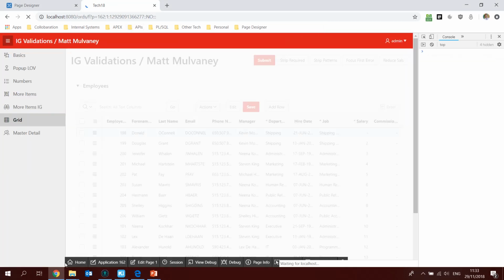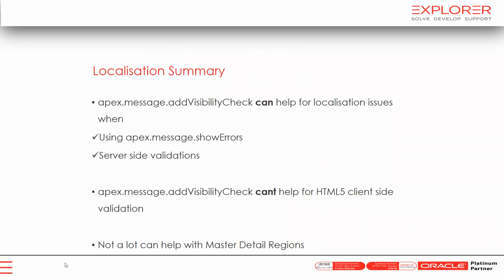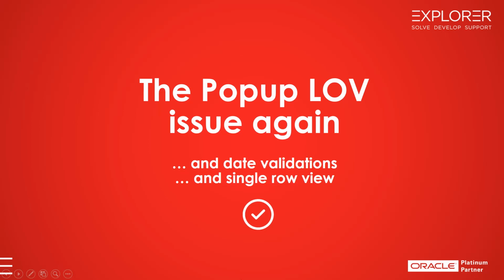Okay, let's just recap a little bit. So the add visibility check can help for localization issues when using server-side validations. That's an example. Or if you call apex message show errors and then you hook in the item value, that's passed to the visibility check. So you could use that. It can't help for any pattern matching, required fields. It doesn't help with that. Not a lot can help with master detail, as we've seen.